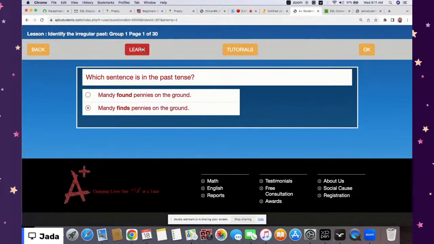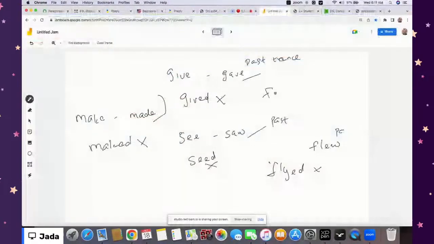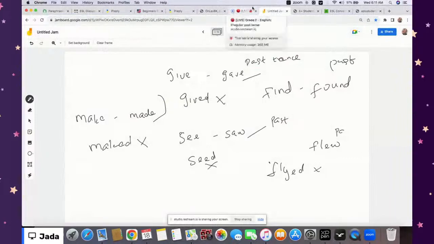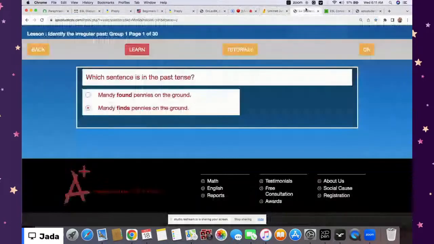So, which sentence is in the past? Finds is not in the past, it is found. So, if you're going to have find, it will be found. Found for the past because it is irregular. Okay? The answer is the first one. Okay, thanks, Dad. The first one. So, yeah, the first one, found.